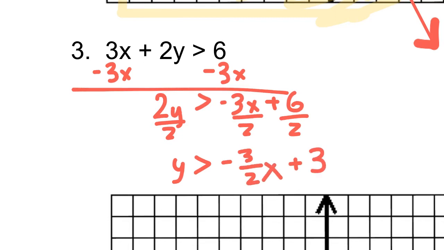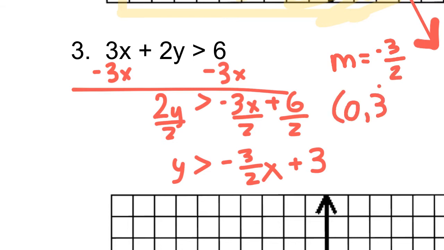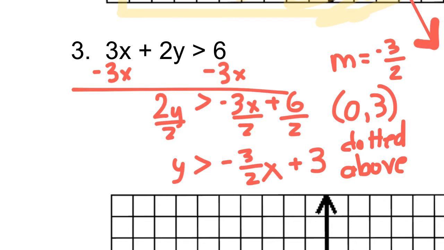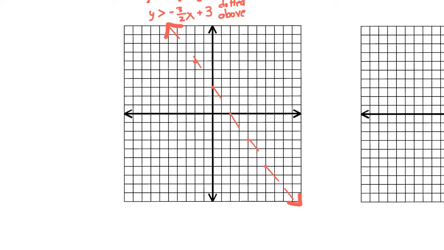Now for the equation, we have the slope is -3/2, and the y-intercept is 0, 3. This will be a dotted line, and we will be shading above the line. So let's start by drawing the line. Please put arrows at the end of your line. Remember, it's a dashed line or a dotted line, sort of like an open circle.